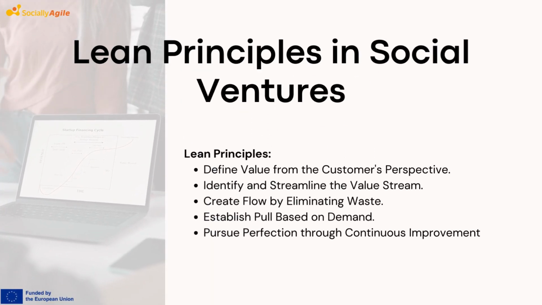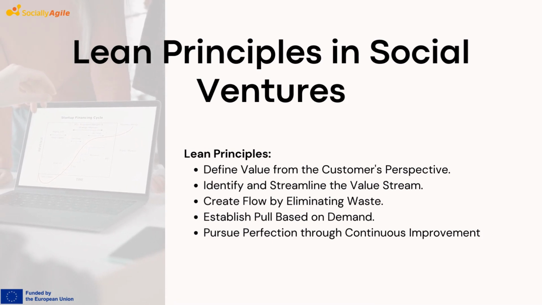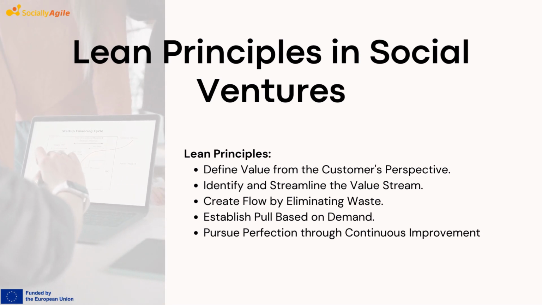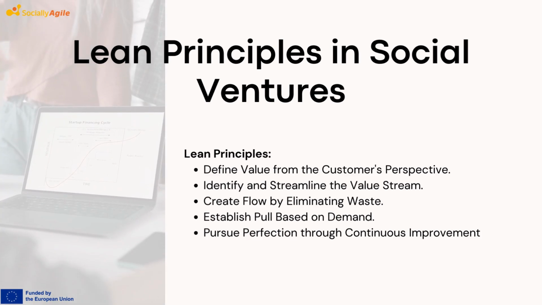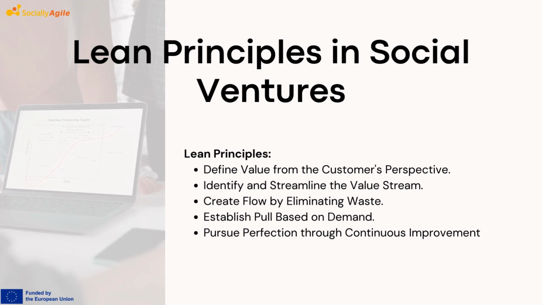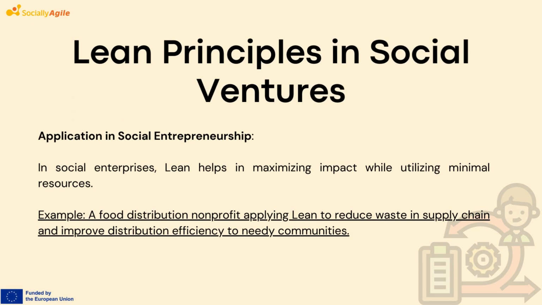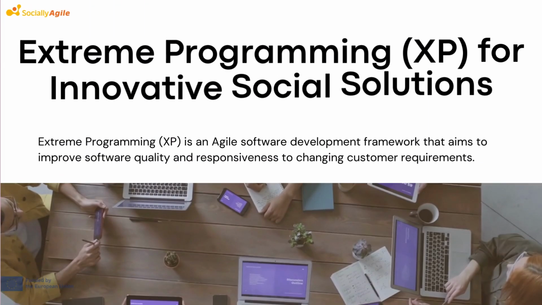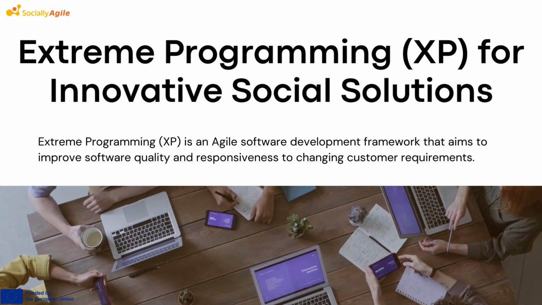Let's take the example of a food distribution nonprofit. By applying lean principles, they could significantly reduce waste in their supply chain, improving the efficiency and reach of their distribution to needy communities. This approach not only maximizes the impact of each resource but also ensures that the services provided are directly aligned with the needs of the community. Lean approach can be a game changer in optimizing resources while maximizing social impact, especially in sectors where resource constraints are a constant challenge.